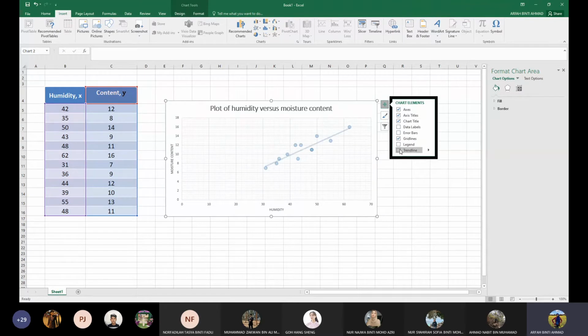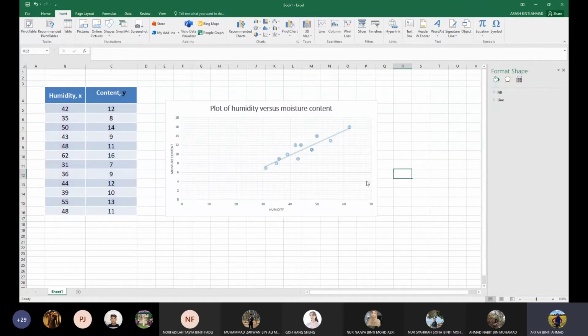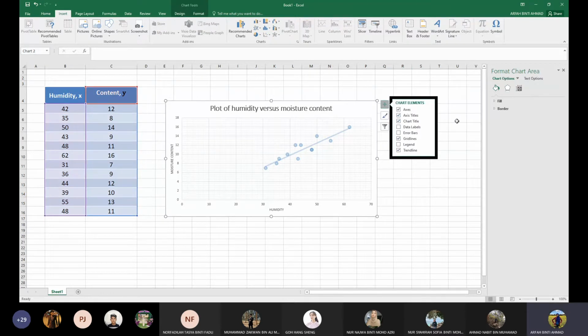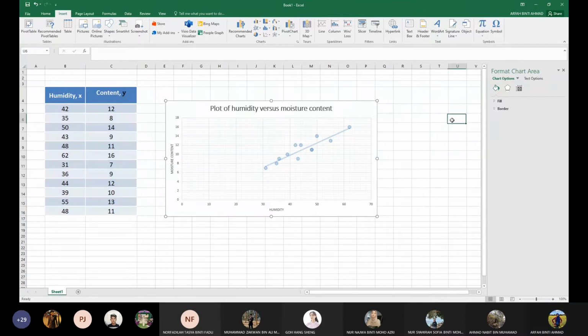So tengok, dia akan bagi satu garis lurus. Okay. Kalau legend tak ada apa, data label lah, dia labelkan data. Ini error bar. So this one, trend line. So klik trend line and then terus ada dia punya trend line. Okay, dapat. Dapat. Yang lain dapat?